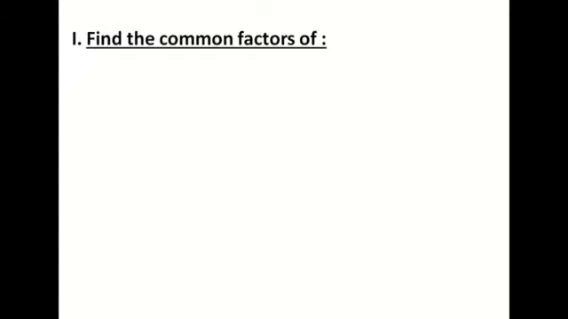Look at the question here. Find the common factors of 20 and 28. So what you have to do? You have to find the common factors of 20 and 28. So first you will factorize 20, then you will factorize 28, then try to find out the common factors. Okay, let's start. Copy the question.